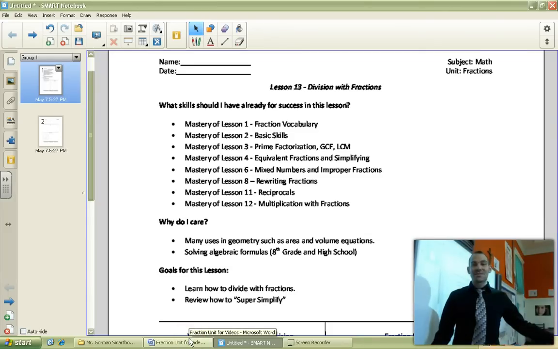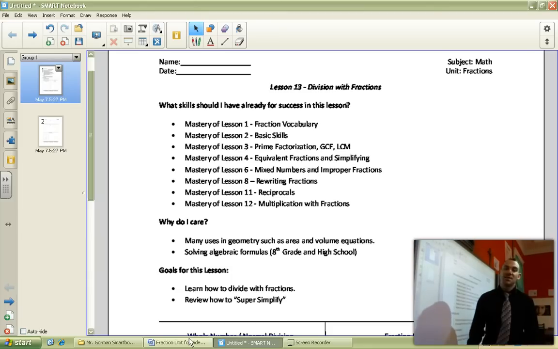Hi class, welcome to your second to last lesson of the fraction units. This is going to be division with fractions. I promise it'll be a nice quick one. Please give me all of your attention.